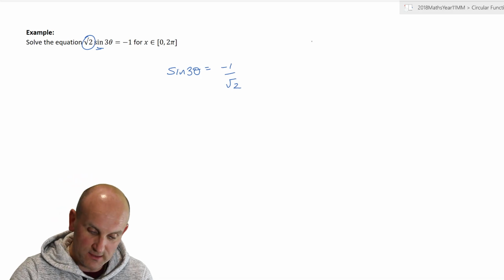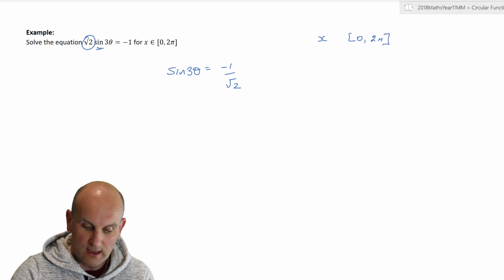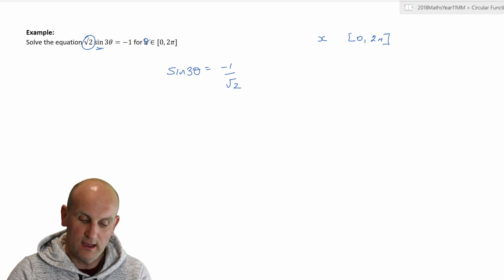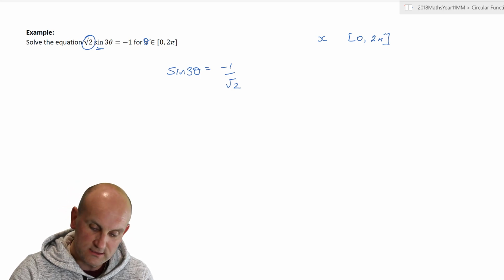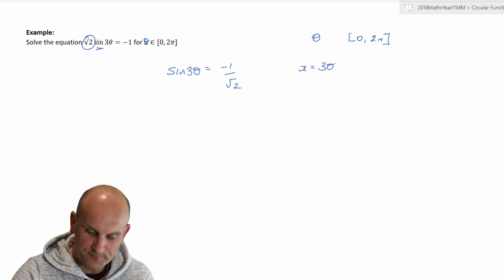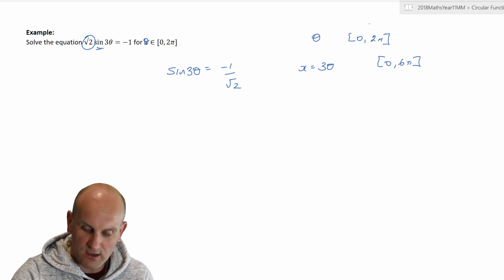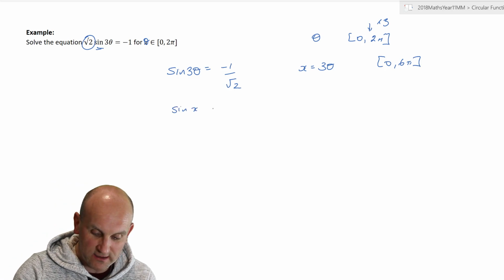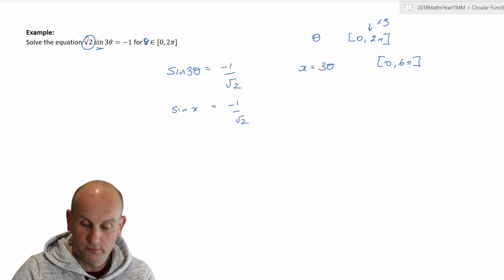Now, it's telling me that it wants the theta values to be between 0 and 2 pi. So I'm going to say let x equal 3 theta. And so now I want to solve this between 0 and 6 pi. I'm just going to times all of these values by 3. So I now have the sine of x is equal to minus 1 on root 2.